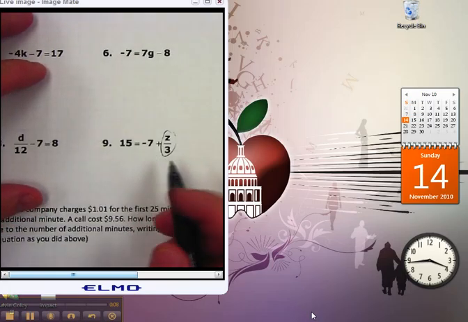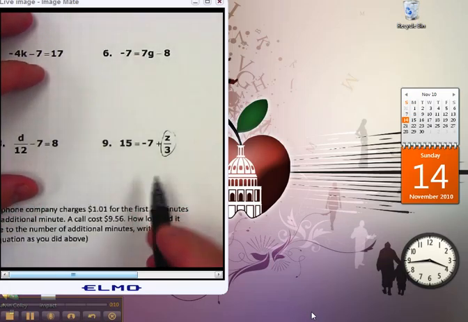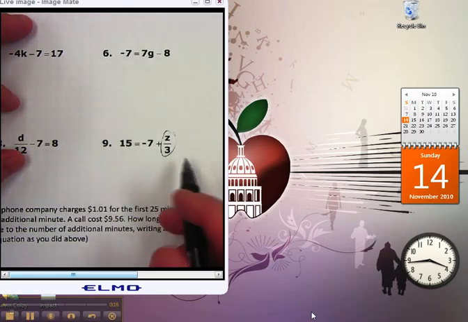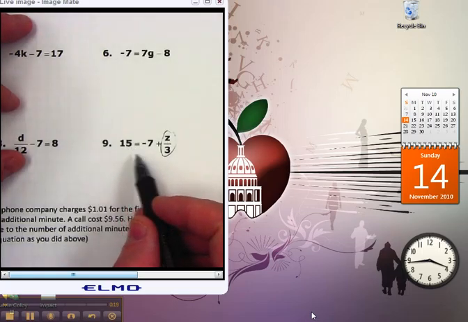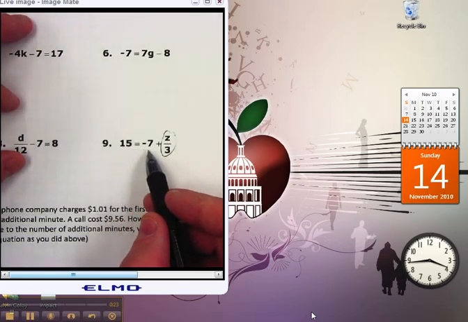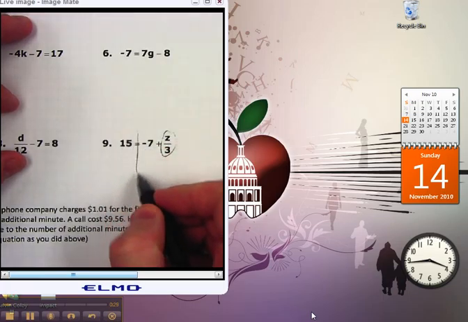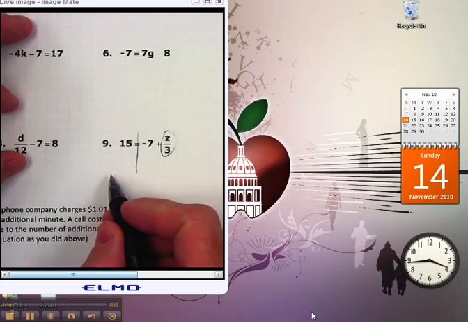We did quite a few two-step problems today in class, but we didn't do any on the array puzzle with division. We did do some examples before the puzzle, so let's do one of these problems that has division in it. Number 9: 15 equals -7 plus z over 3. The whole idea is we want to get z by itself on this side of the equation. Once we have z by itself, we'll know what it equals.